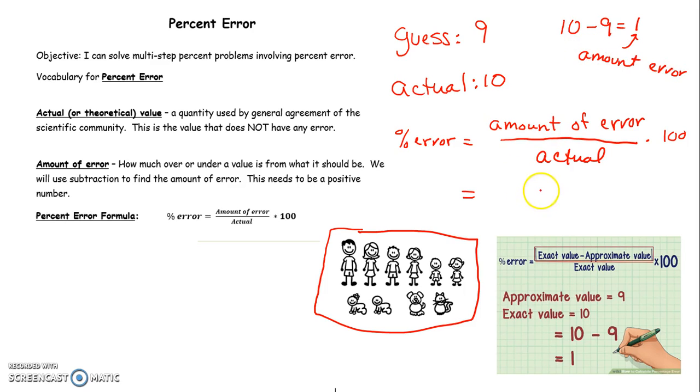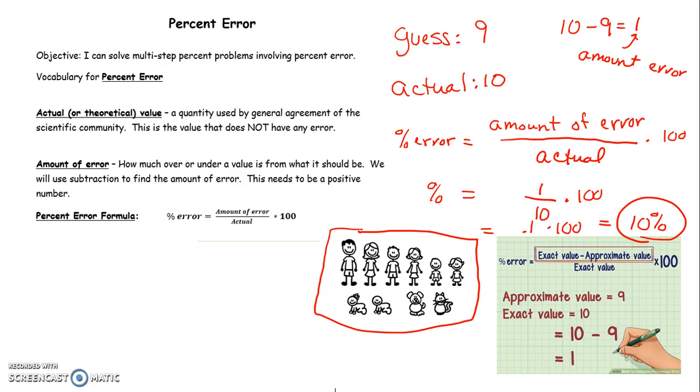And that will go in the numerator. What was the actual number of family members? Well, when you took the snapshot and actually looked, you were like, oh, there's really 10. Then we'll multiply that by 100 to convert it to a percent. 1/10, 1 in the tens place, times 100 gives us 10%. Oh, you were off by 10% in your counting of this family.